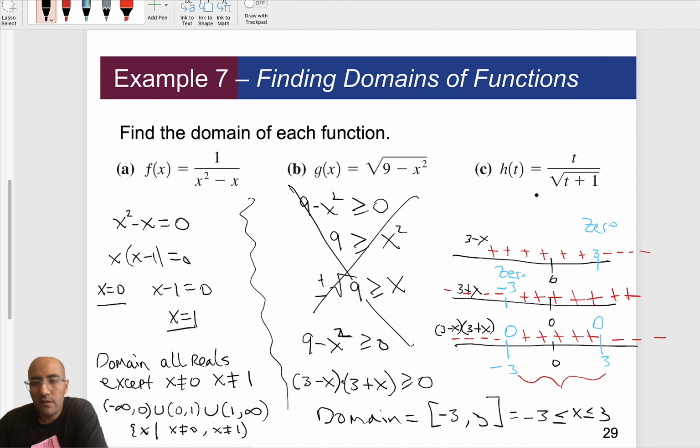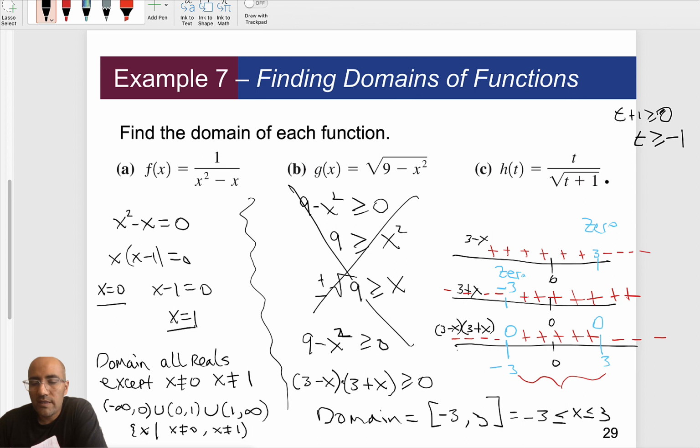Finally, last one, we have two considerations. We've got to make sure that the denominator is always positive, greater than or equal to 0, but then also we have to make sure we're not accidentally dividing by 0. So the first consideration means that we have to make sure that t plus 1 is greater than or equal to 0. Which means that if I subtract 1 from both sides, I get that t must be greater than or equal to -1. Good. So that's one consideration.